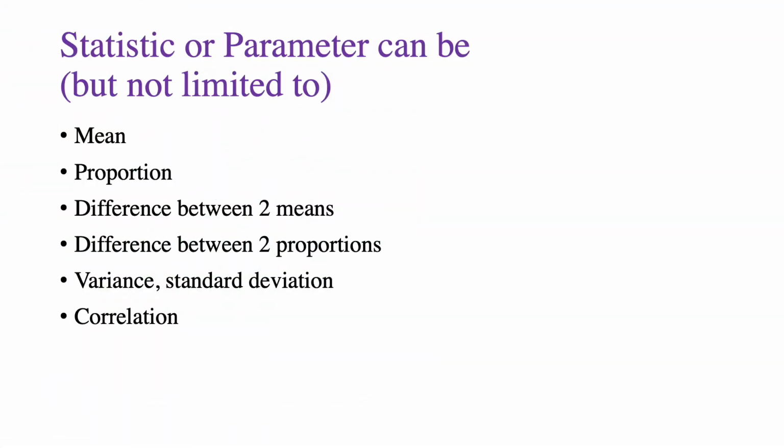Now, statistics or parameters can be what is listed here in this slide, but they're not limited to that. We'll be talking more about the mean, proportion, the differences between two means, the differences between two proportions, variance, SD, and correlation in the upcoming videos. There will be at least another video on this one, and I'll be showing you how to do the t-test and the chi-square test using a free downloadable statistical software called JASP. I'll be mentioning more about that in the next video lecture.